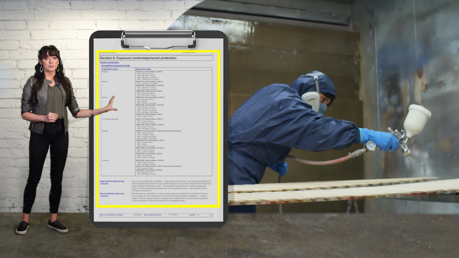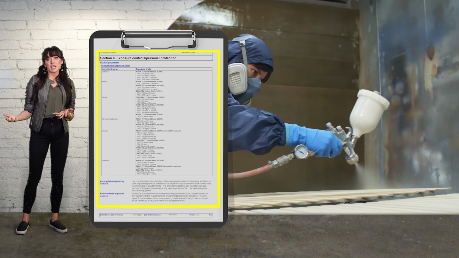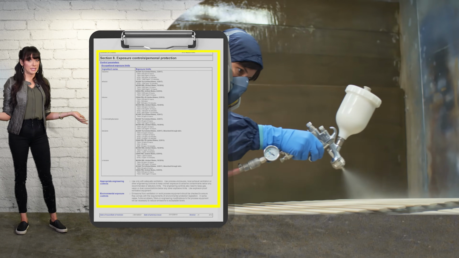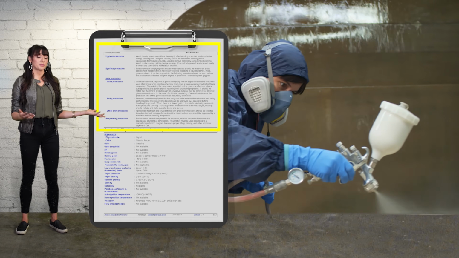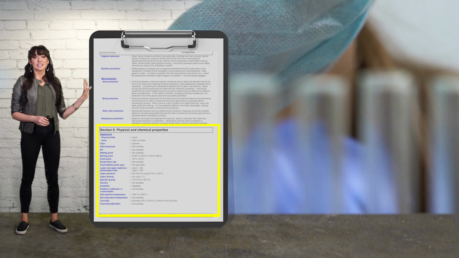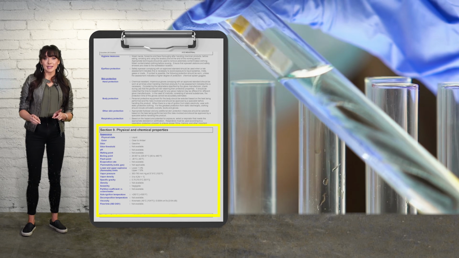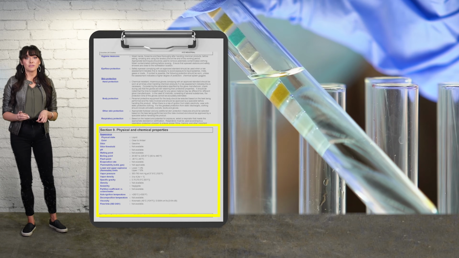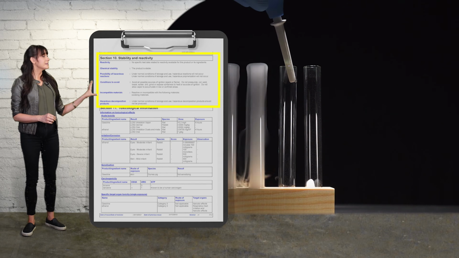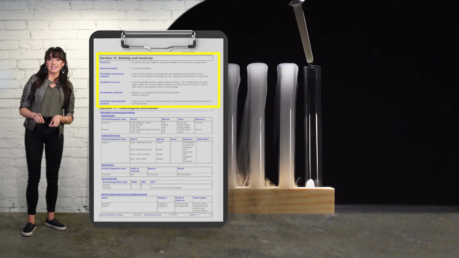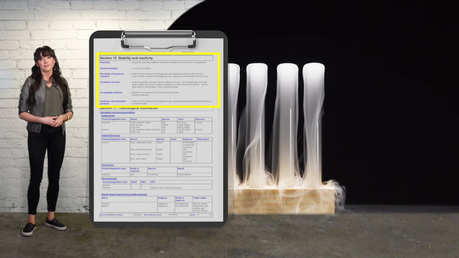Section 8, Exposure Controls and Personal Protective Equipment. In cases where OSHA has defined a permissible exposure limit, this section will include them, as well as any recommended personal protective equipment. Section 9, Physical and Chemical Properties. This one is actually surprisingly useful. Here you can find information like pH and boiling point. Section 10, Stability and Reactivity. This includes the chemical stability and the possibility of hazardous reactions.